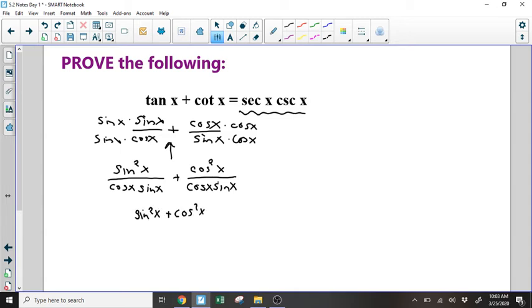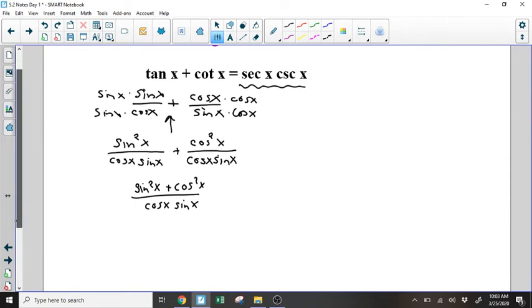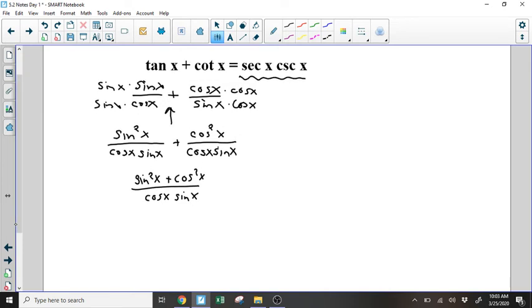The point of this whole section is to show the proof that these are equivalent, and the proof is in these steps. And so make sure that we are always showing our work here. And then I can see that the numerator is one of our Pythagorean identities. I can replace that with 1.